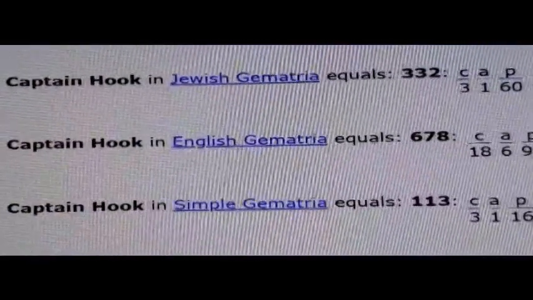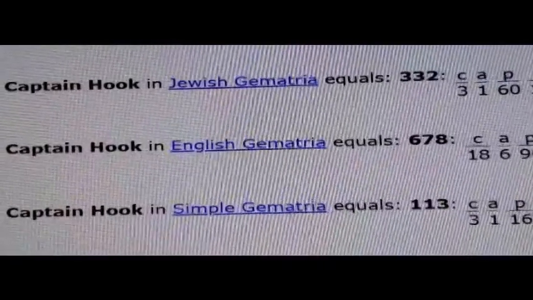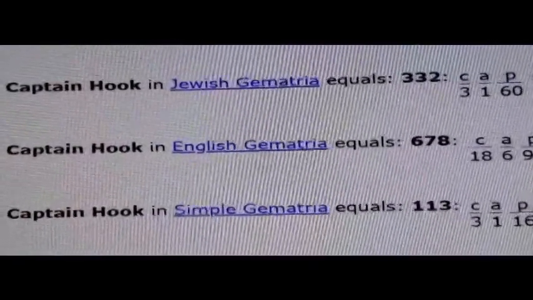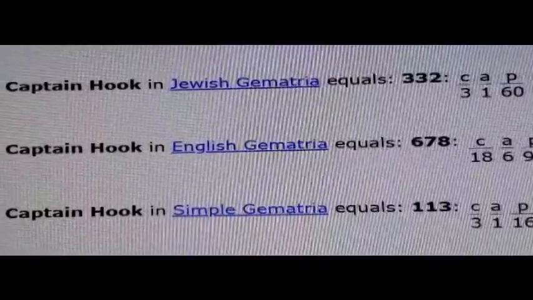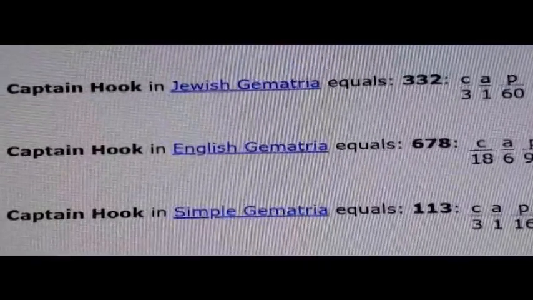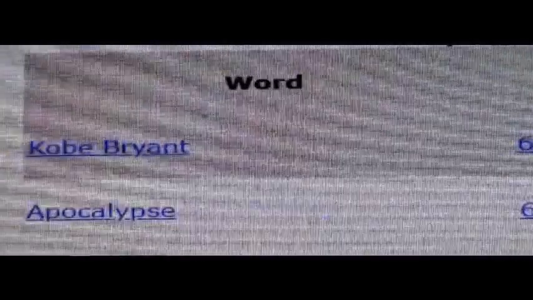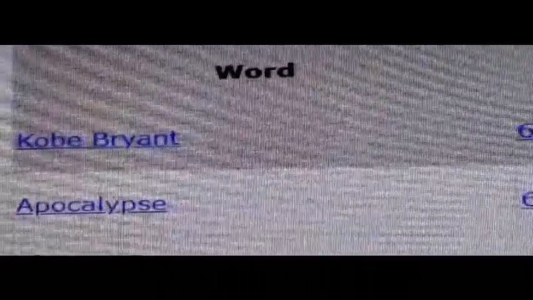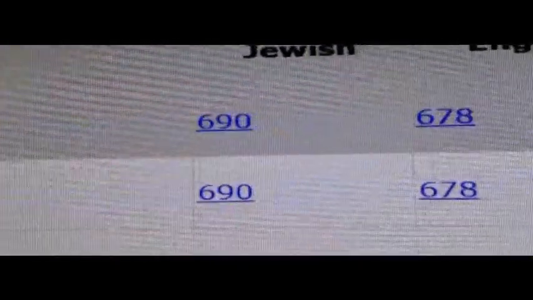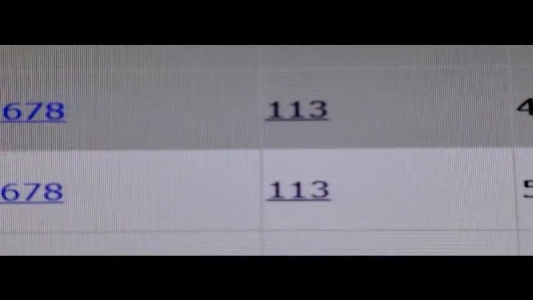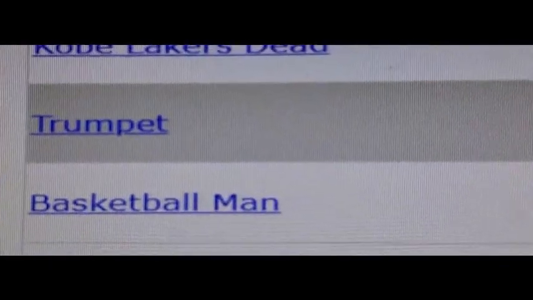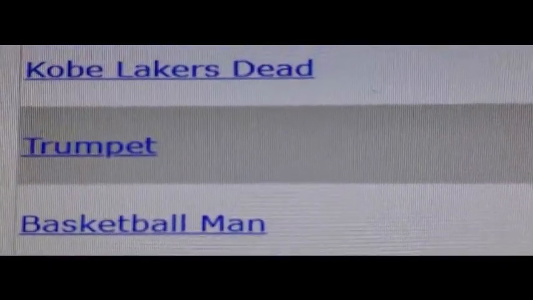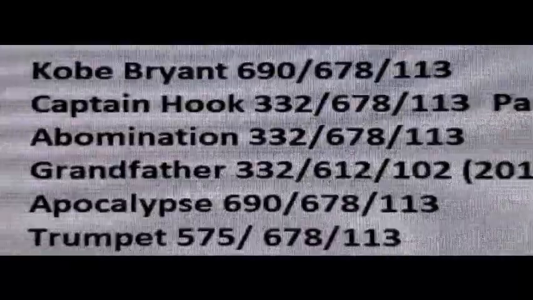Okay, so we were talking about the V and pirates and all this stuff, but look, this is Captain Hook in the gematria down at the very bottom, the 113. Kobe Bryant, and Apocalypse. Remember, Apocalypse is just the revealing. 113. You've got Trumpet here, which is also 113. Remember Kobe? His nickname was Black Mamba.